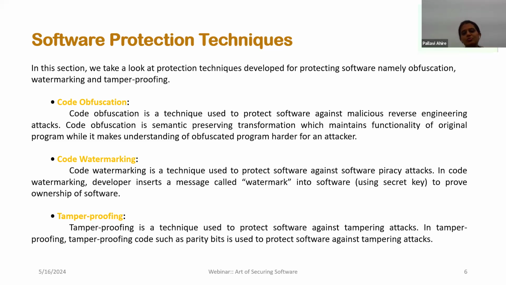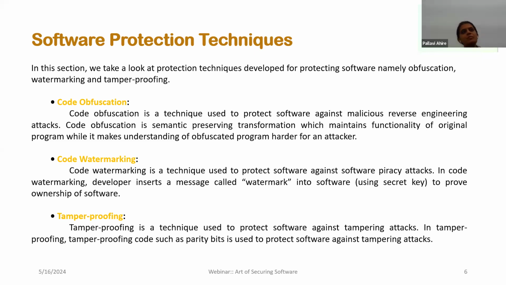We can add that into a software, and we can prove that this software belongs to us, the same way we used to do for our documents also. So code also has a watermarking mechanism. Secondly is the tamper proofing attack. In order to get rid of those tamper proofing attacks, we also can use the parity bits in order to protect our software.